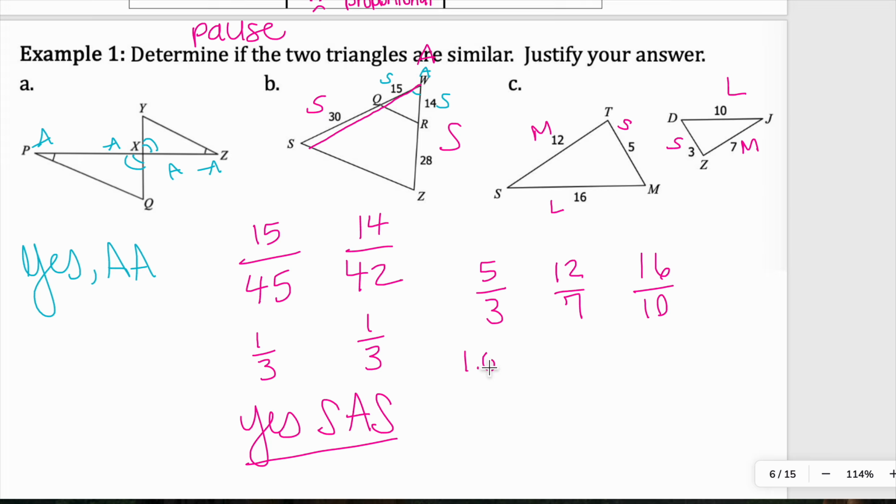5/3, if I just divide that real quick to get a decimal, I get 1.6 repeating. 12 divided by 7, though, is going to be 1.7. So right away I can go ahead and stop, but just for kicks and giggles, I went ahead and did 16 divided by 10, and I got 1.6. So these are going to be no, not all sides are proportional.